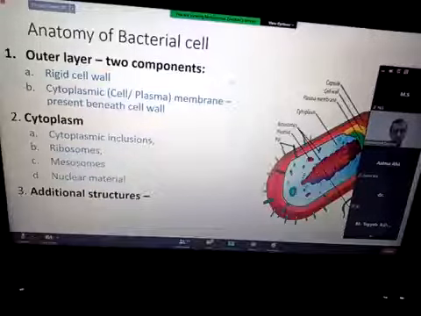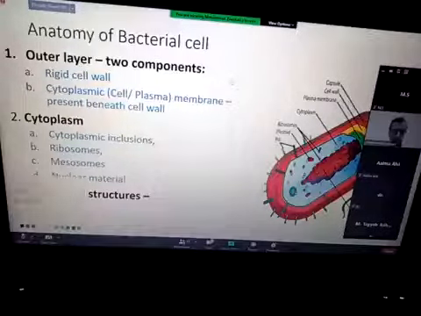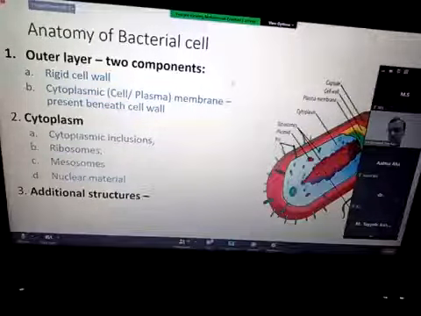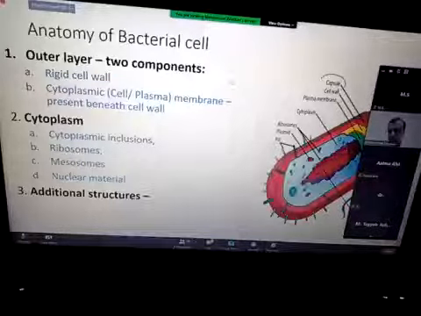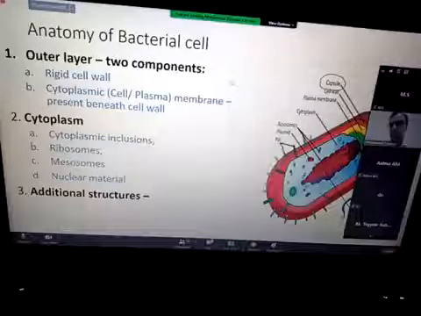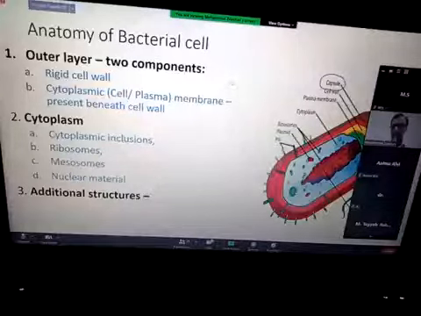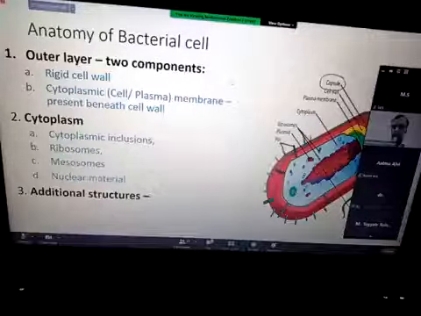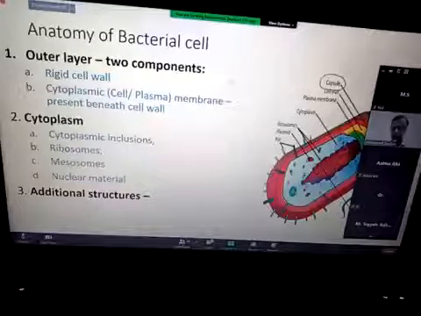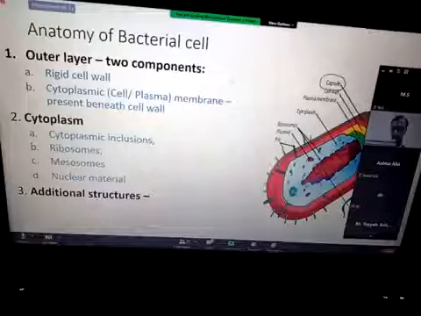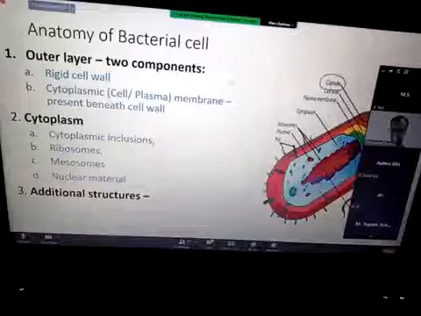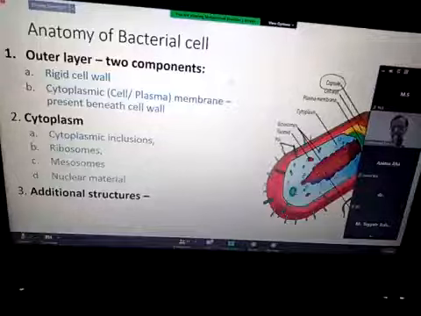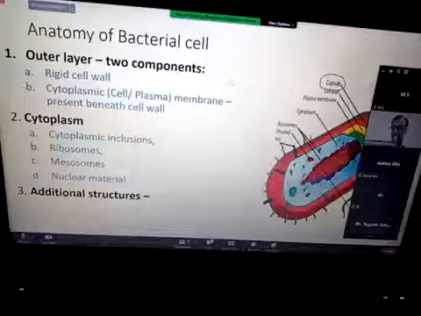The outer layer also includes a capsule. Sometimes when bacteria are living in a tough environment, the capsule helps them survive. Some organisms have a capsule, and we use this capsule as an identification feature as well. For example, this is a capsule which does not permit the dye to penetrate, and this helps us in identifying different microorganisms.